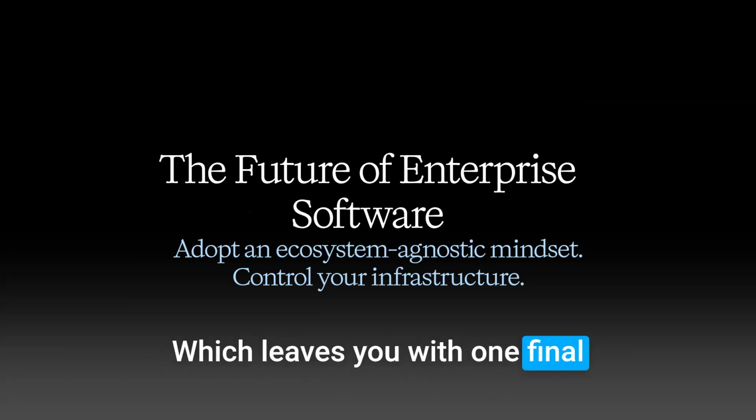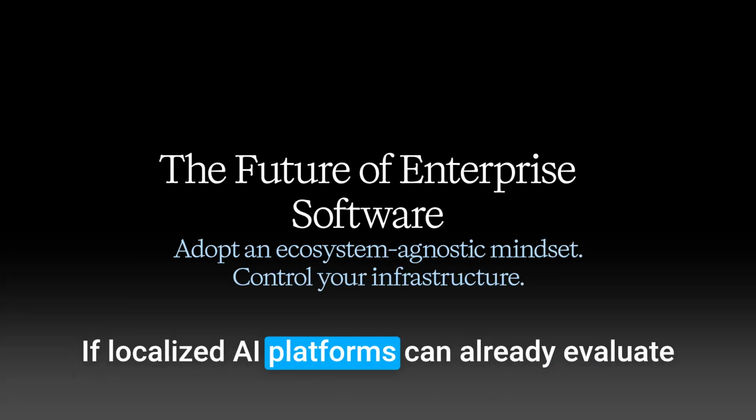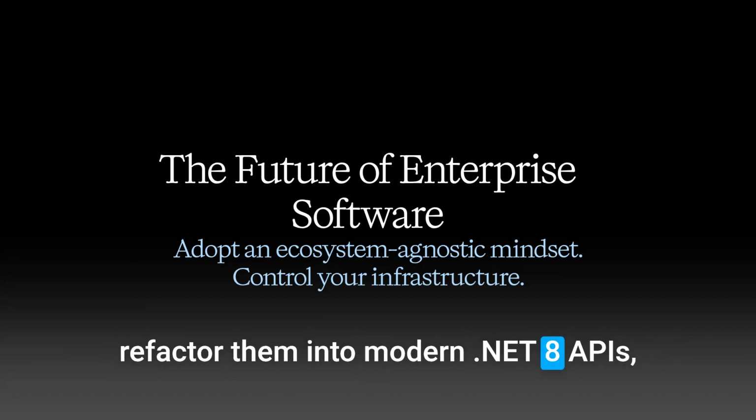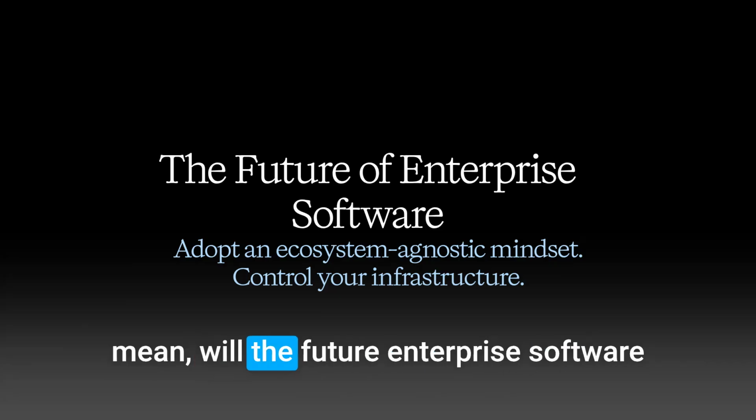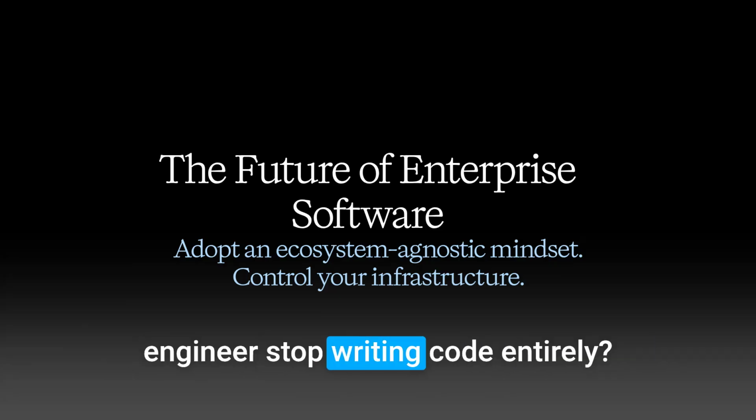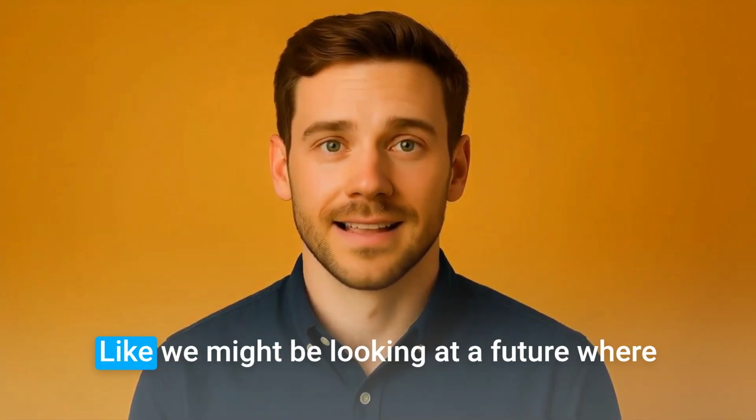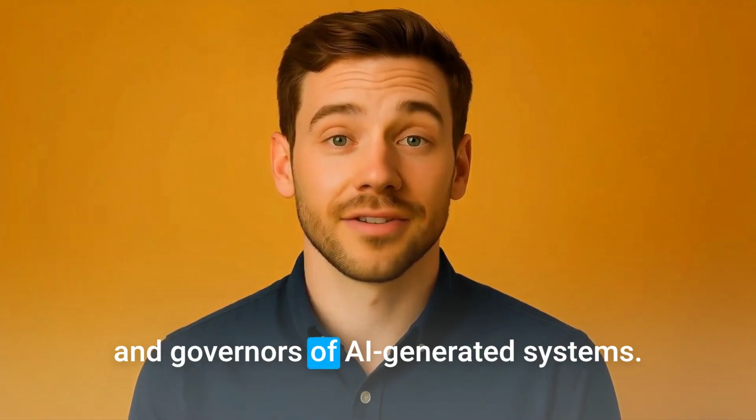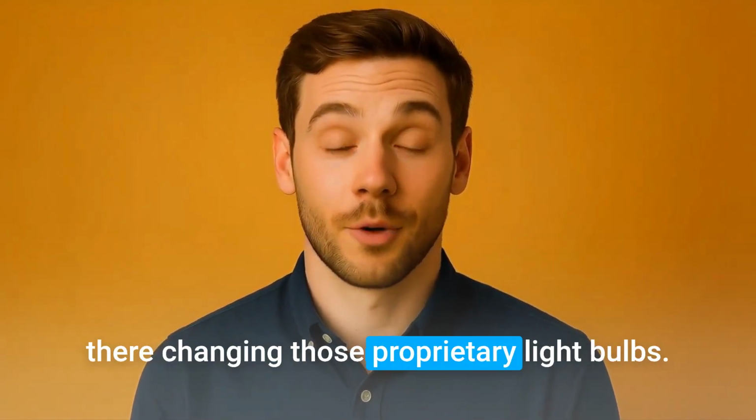Yeah. Which leaves you with one final provocative thought to mull over. If localized AI platforms can already evaluate massive legacy monoliths, automatically refactor them into modern .NET 8 APIs, and even generate their own unit tests, I mean, will future enterprise software engineers stop writing code entirely? That is wild to think about. Right. We might be looking at a future where developers transition into full-time auditors and governors of AI-generated systems. Just something to think about while you're out there changing those proprietary light bulbs.